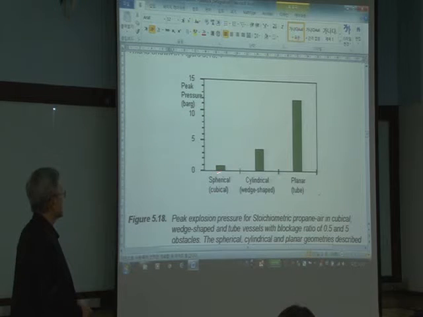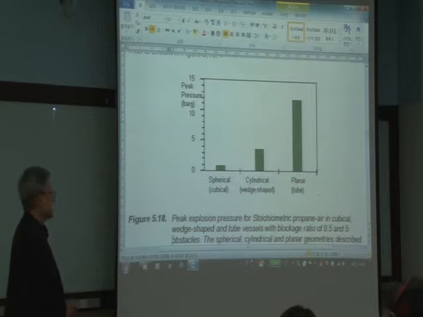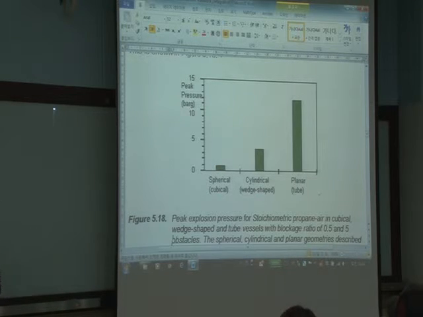Comparing, a relative comparison, I hope. But as far as peak pressure is concerned, this planar situation generates the highest pressure. It looks like the cubical generates the lowest pressure.